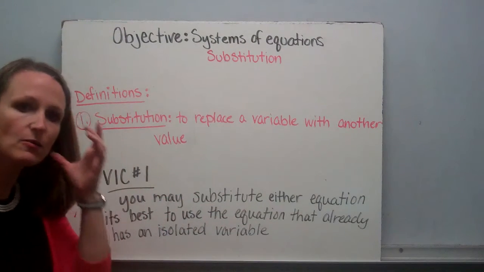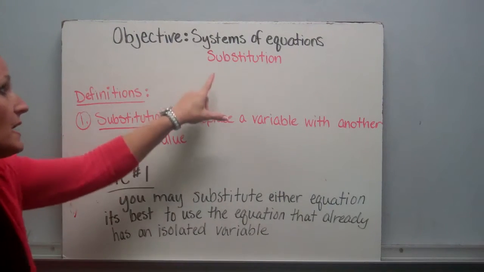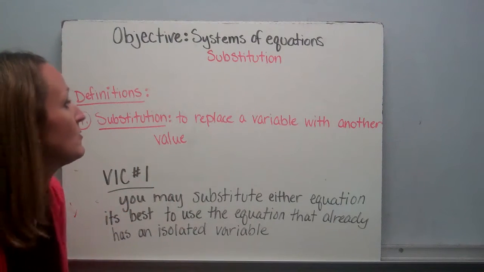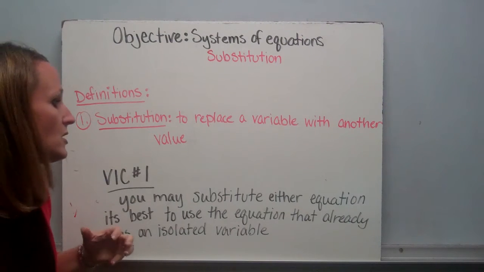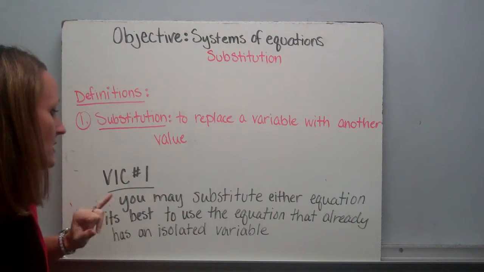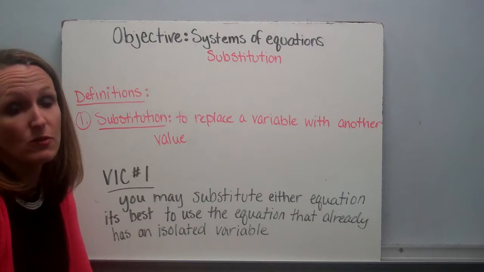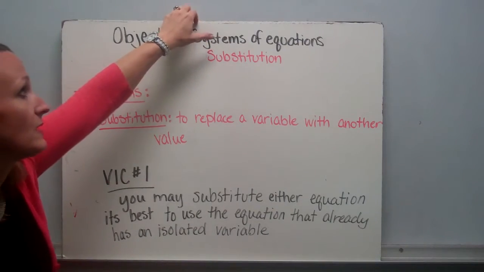Okay, so in this video, we're going to talk about the second method for solving systems of equations, and that is by substitution. So what is substitution? It means to replace a variable with another value. Very important concept number one: you may substitute either equation. It is best to use the equation that already has an isolated variable. So if one of them already has an isolated variable, use that. If not, you're going to have to isolate a variable in order to use it.